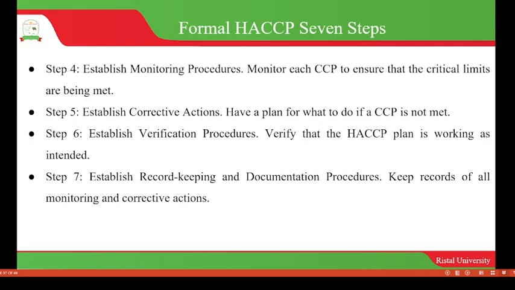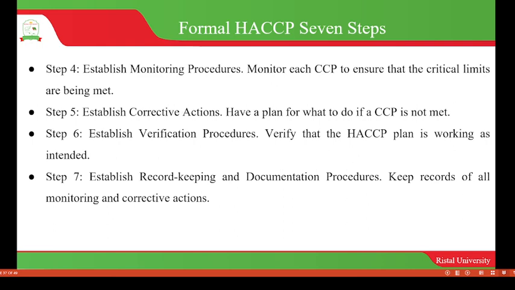So after you monitor each critical control point to ensure that the critical limits are met, you now go ahead and establish corrective actions. By this we mean you need to have a plan for what to do if a critical limit is not met. Remember, in step 4, you were establishing a monitoring procedure whereby you were monitoring each of the critical control points to ensure that the critical limits are being met. So now if you have realized that the critical limits are not being met at any of the critical control points, then you go ahead and establish a corrective action.